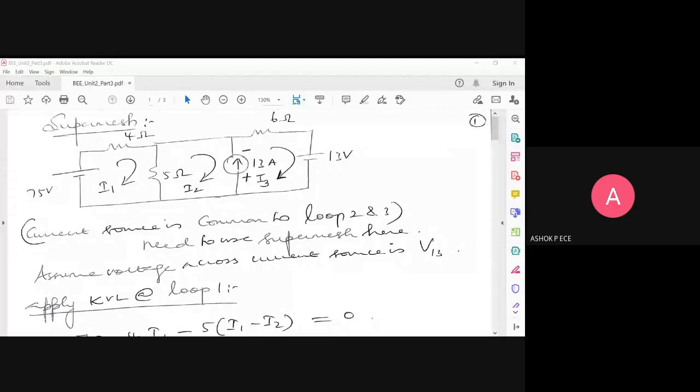Okay. So I hope my audio is clear and you're able to see the super mesh text which I am projecting. Yes, sir. Yes, sir.